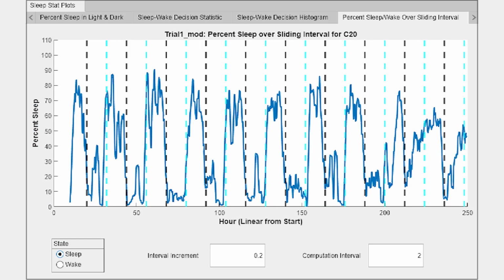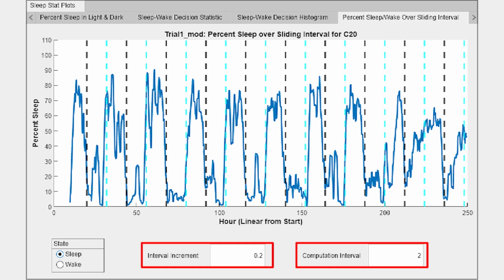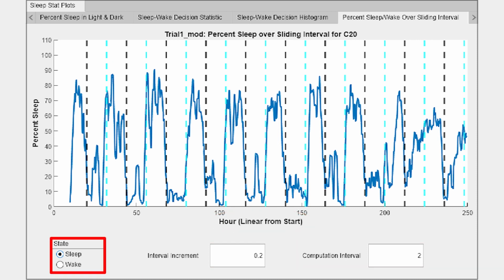The percent sleep/wake over sliding interval plots the percent sleep or wake over a sequence of time intervals that are incrementally advanced over the entire data segment. This graphic is good for looking at the response to each of the light and dark onsets. The time index denotes the midpoint of the sliding interval. The increment between intervals and the interval duration can be changed in the text boxes below, which are in units of hours, like the x-axis. Or, you can switch the graph between sleep or wake percentages.